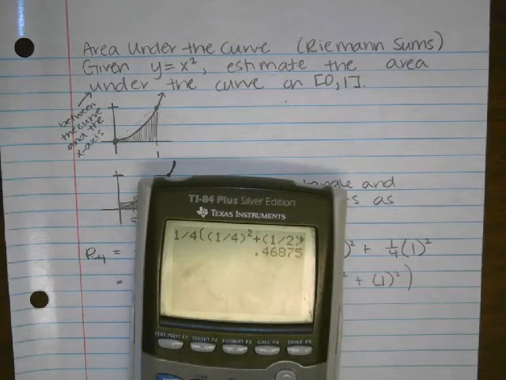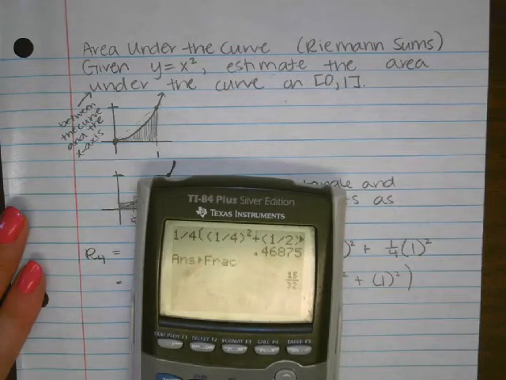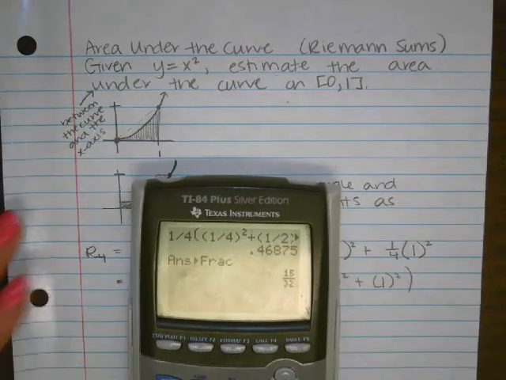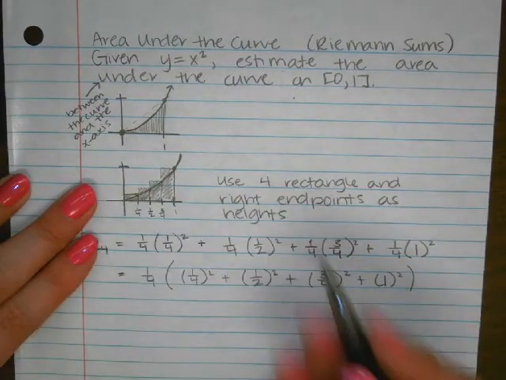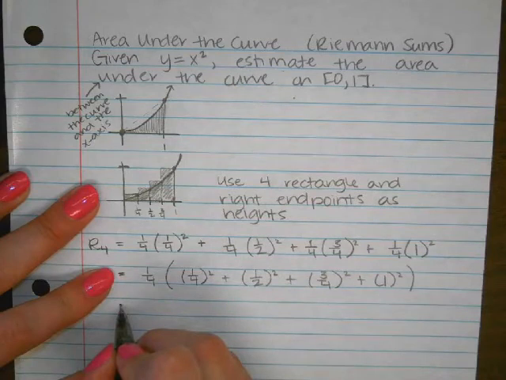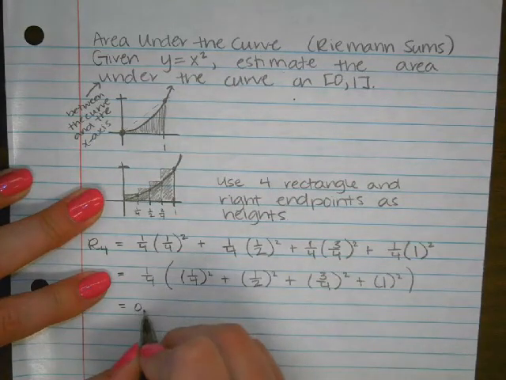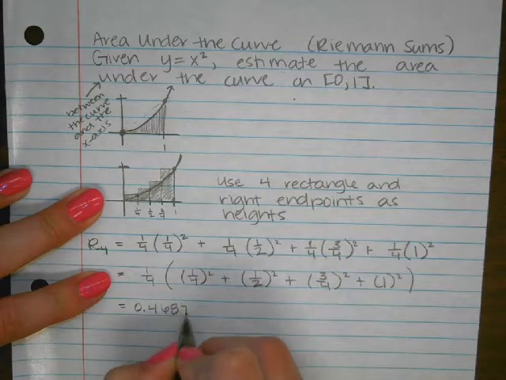We get 0.46875, which is 15/32. And again, like I said before, we can see that that's an overestimate because our rectangles went above the curve. So 0.46875.